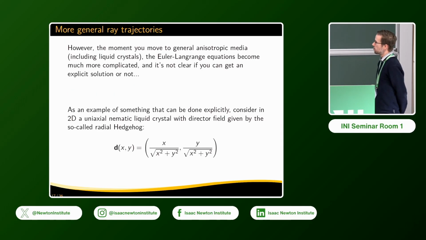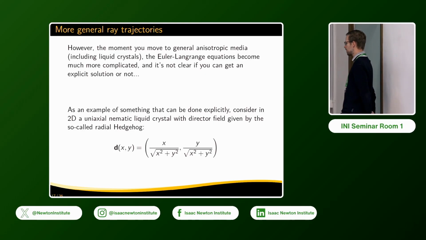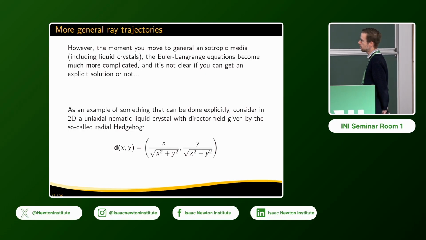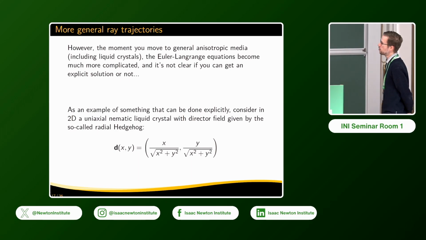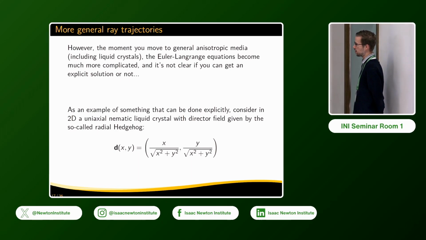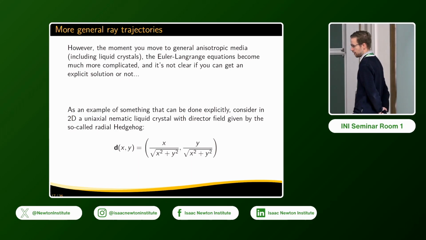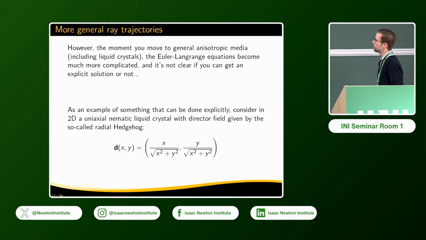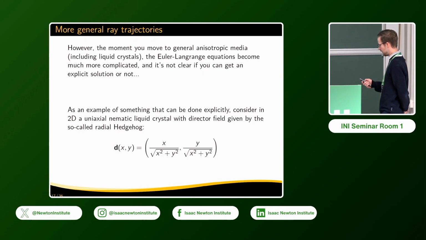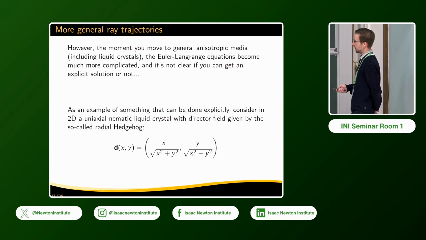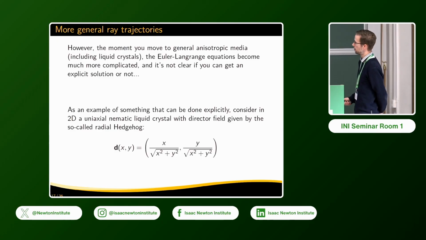Okay, so yes, when you go to more complicated materials such as liquid crystals, this becomes much more complicated. But let me show you a quick calculation of something that you can actually do. Okay, so let's go to a liquid crystal example. Suppose we have a hedgehog in 2D. I can write my director field that looks something like this in a uniaxial nematic.